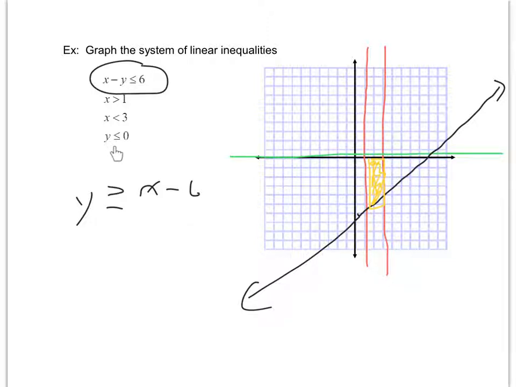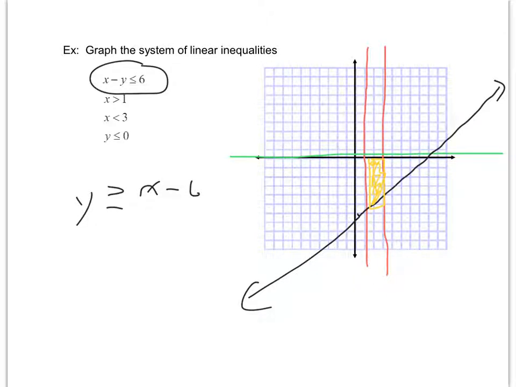Y is less than or equal to 0, so I have a solid green line at y equals 0, the x-axis, and it's everything below that. So at just those 3 lines, I'm going to have this region of possibility right here, this little stripe below the x-axis between the 2 red lines.